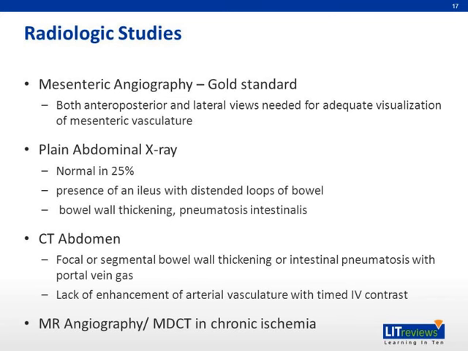Isolated mesenteric vein thrombosis may be more difficult to diagnose compared with mesenteric vein thrombosis that also involves the portal or splenic veins. Other radiologic modalities include Doppler ultrasound, CT scans, as well as MRA, and the latest generation of CT angiography known as multi-detector row CT.